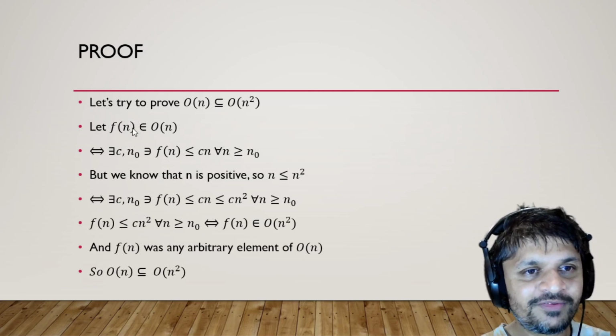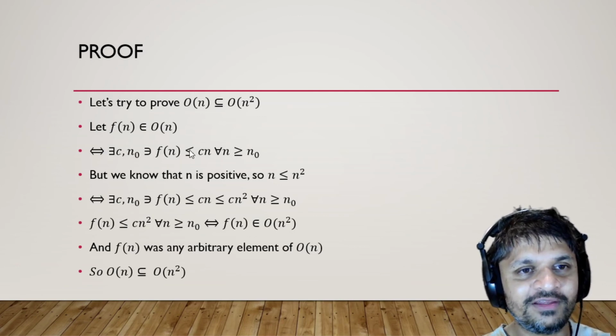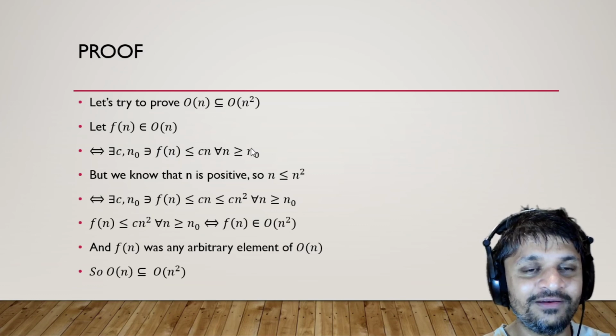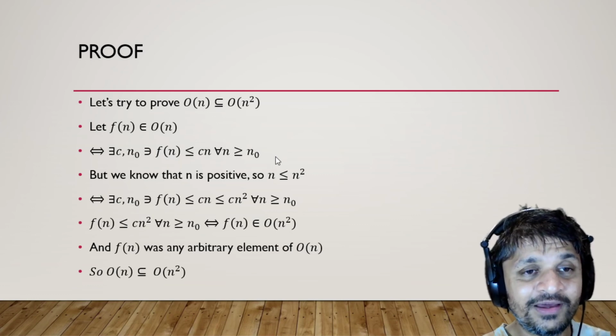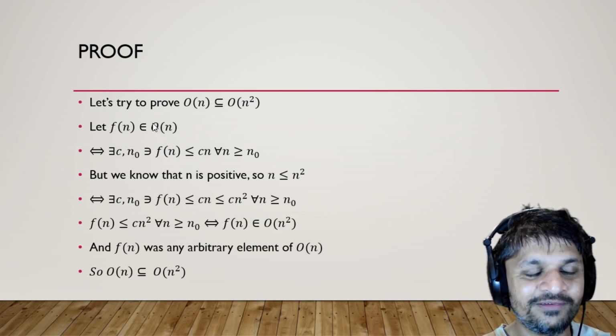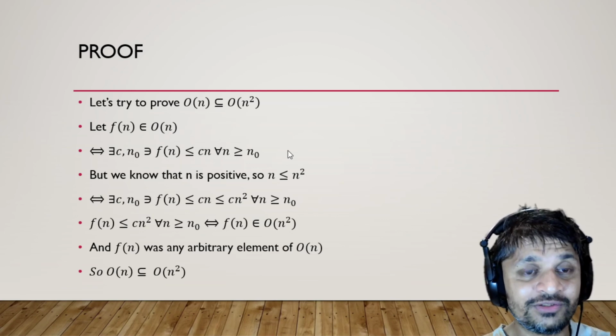So first thing is, if f(n) is an element of big O(n), then I know that there exist a C and n₀ such that f(n) is less than or equal to Cn for all n greater than or equal to n₀. I know that because that's the definition of big O(n). That wasn't me doing anything clever. I just took this big O(n) and replaced it with its definition.